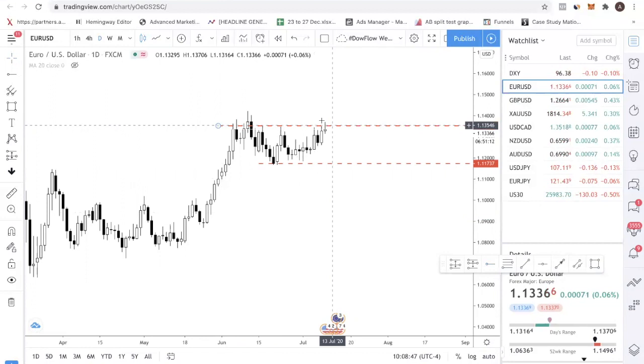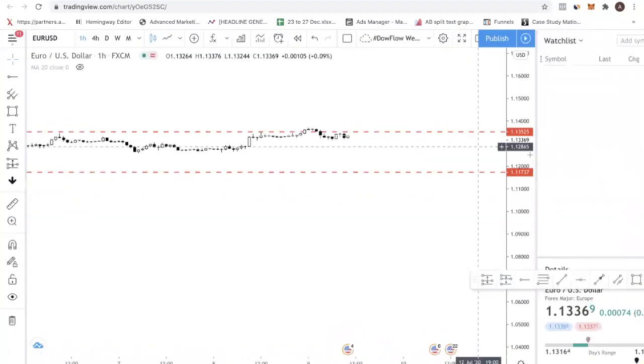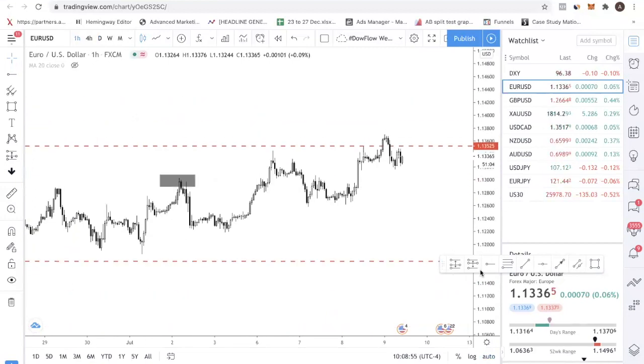Yeah, so if you go down to, for example, the H1, it gets more messy. So the lower down time frame you go, the harder it is to spot good levels. And especially if you do not have the experience, it can be very stressful as well. It can cause you a lot of losses.